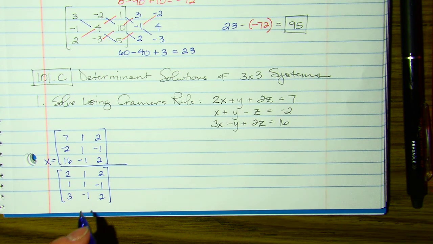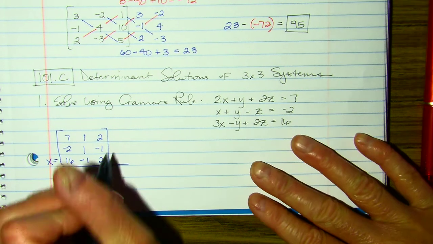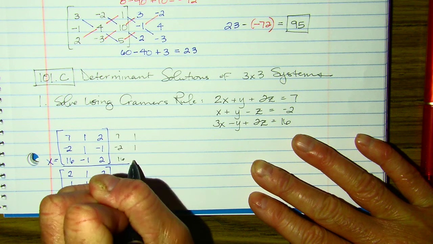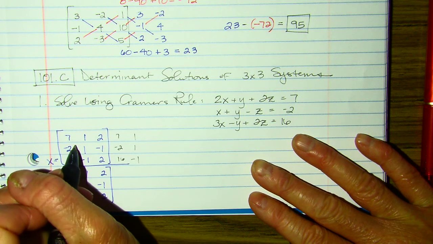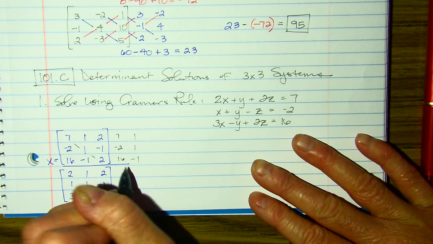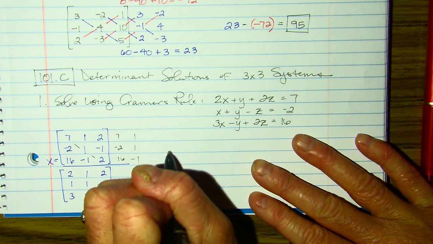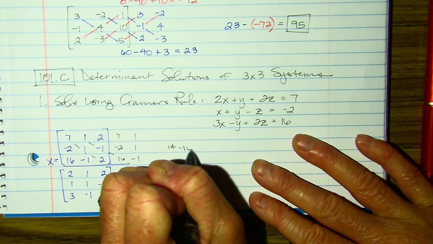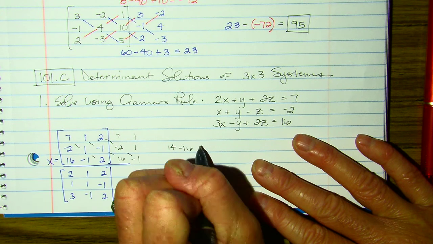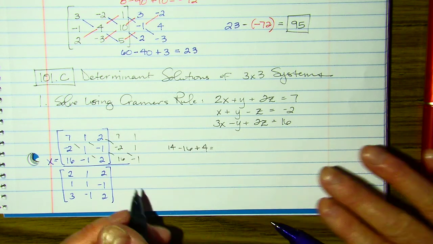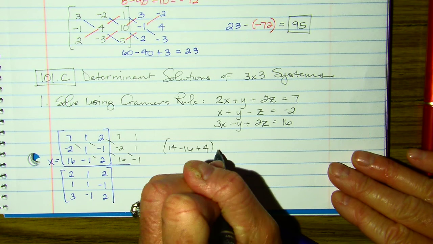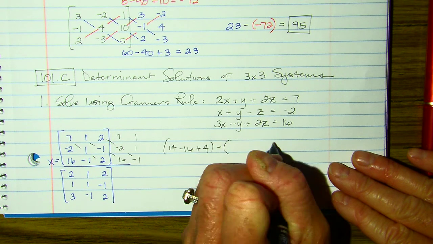So I'm going to start with the top. I'm going to copy the first 2 columns. Just think of how fast you're going to be. And I'm going to find my diagonals. So 14 minus 16 plus 4, that's the bottom. So there's the bottom. And I'm going to have to subtract what I get in the top.